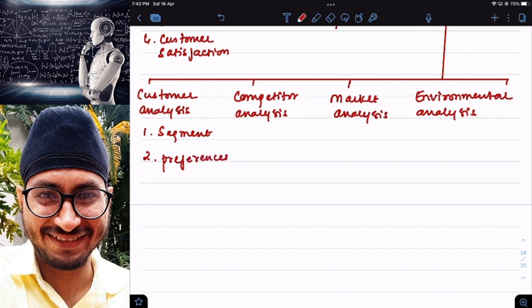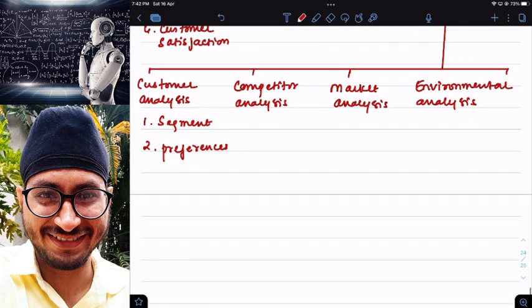I can analyze customer preferences: what they like, what they don't like, what price they are ready to pay, what price they are not ready to pay, and their unmet demands. Clear? Unmet demands means what customers want from me but I have been unable to provide till now, like what features customers are expecting in my product which I have not given them. These are all examples of customer analysis.